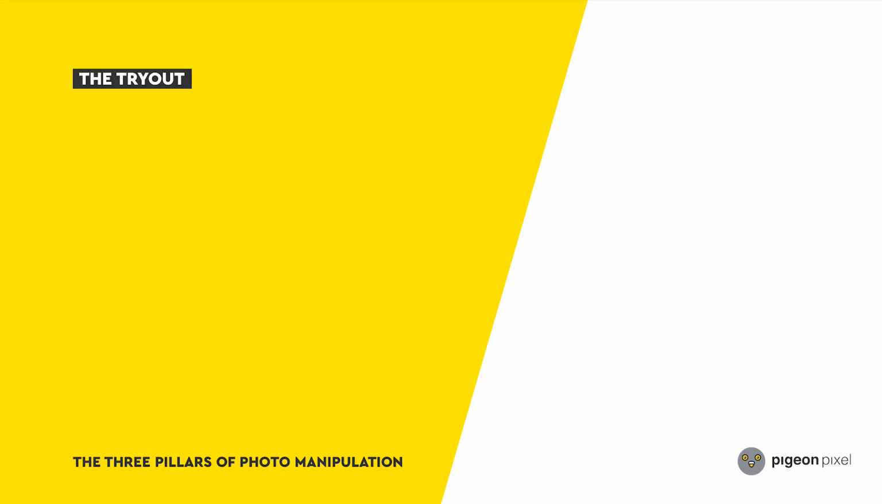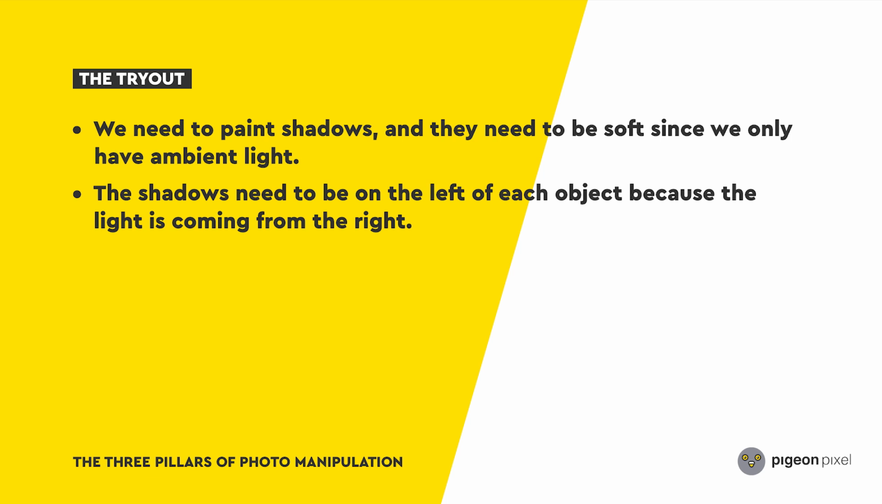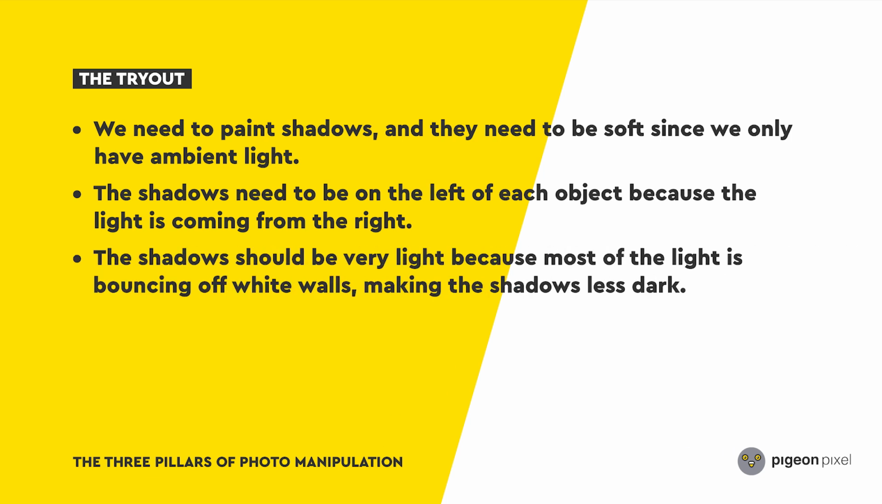So for this artwork, we need to paint shadows, and they need to be soft since we only have ambient light. The shadows need to be on the left of each object because the light is coming from the right. The shadows should be very light because most of the light is bouncing off white walls, making the shadows less dark. At the end, we need to paint some backlight, which I will explain later on.